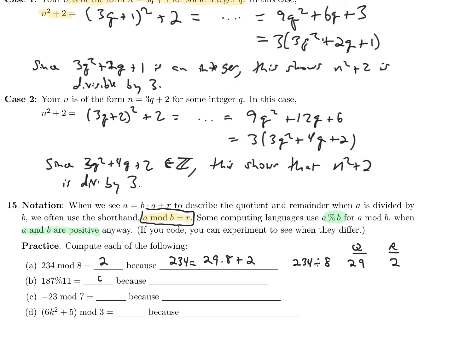187 mod 11 is 0, and that's just because I happen to know that 187 is 17 times 11 with no remainder. So getting an answer of 0 to a mod question means that that's a divisibility statement, really.